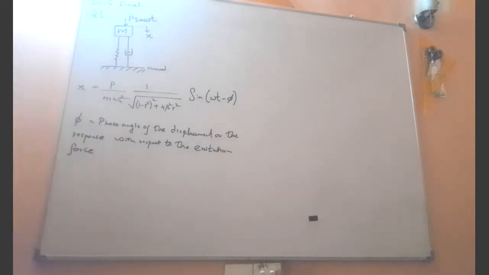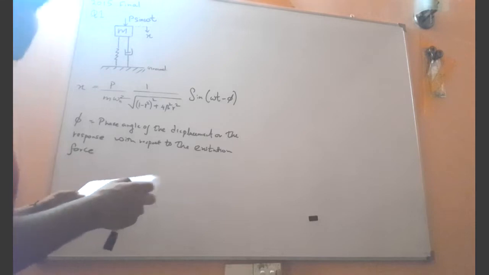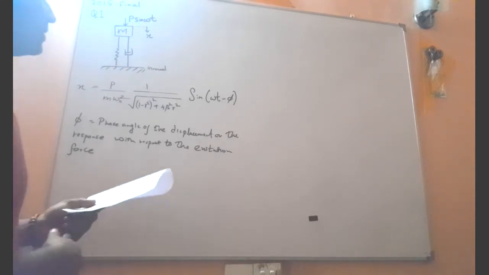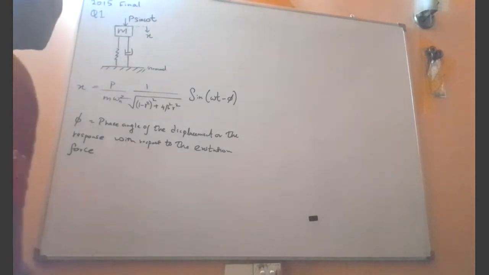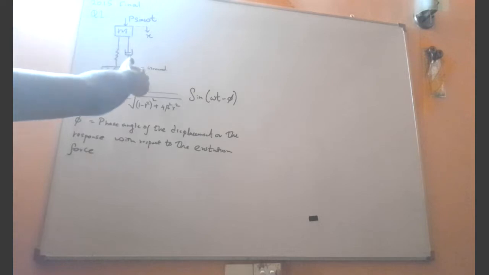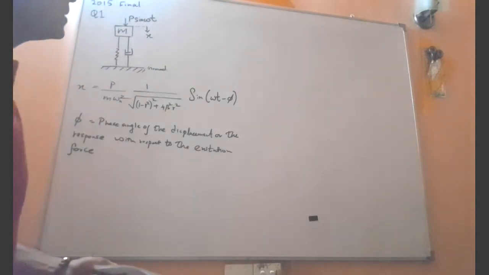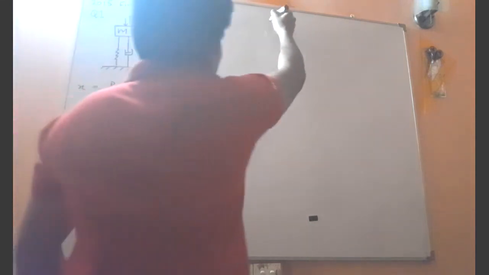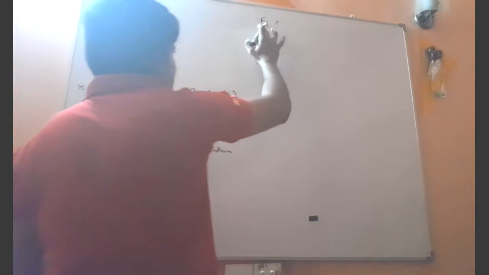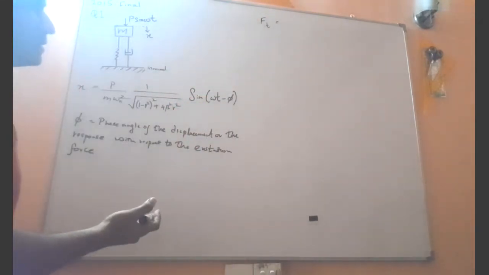Now we have to obtain the given formula for the transmissibility ratio. So let's start from the force that is transmitted to the ground through the spring and the damper. Let's start with Ft. What is this Ft? Ft is the force that is transmitted to the ground.